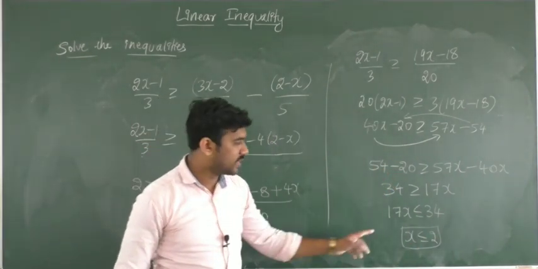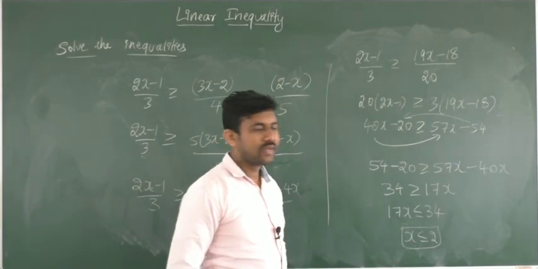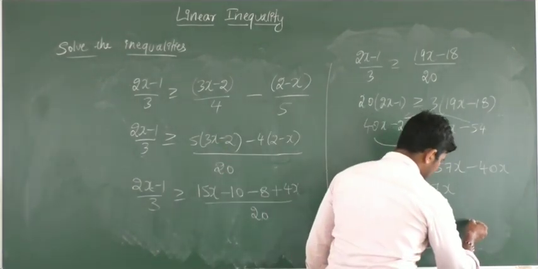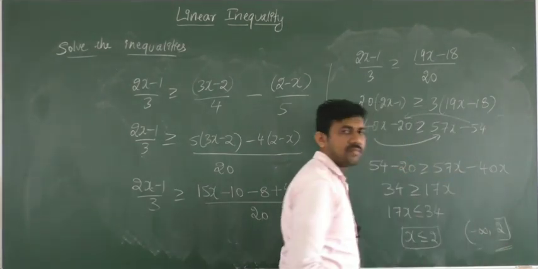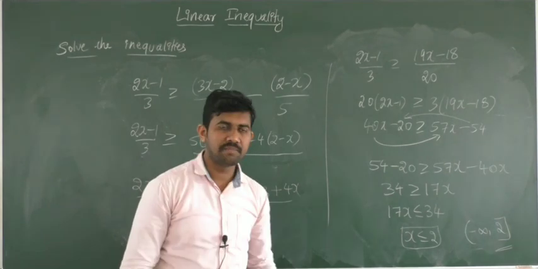So can you tell me what is the solution set we'll get when x is a real number? So that is minus infinity to 2, closed at 2. Okay.